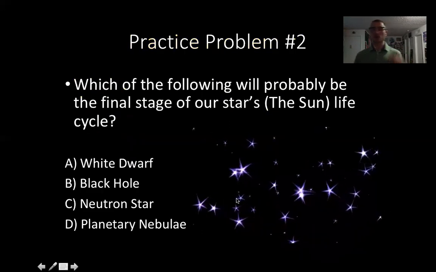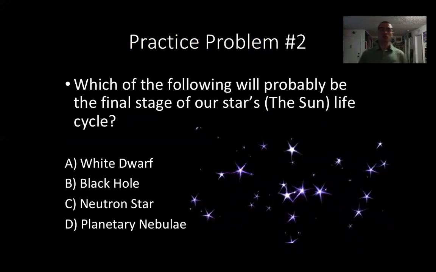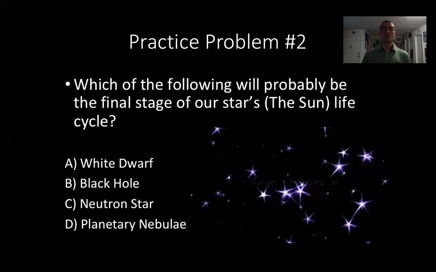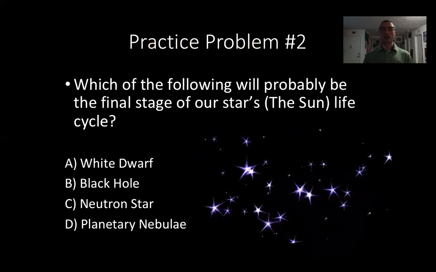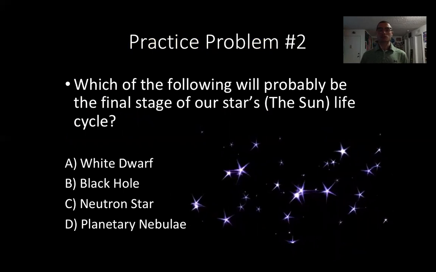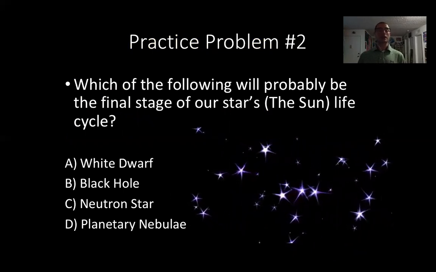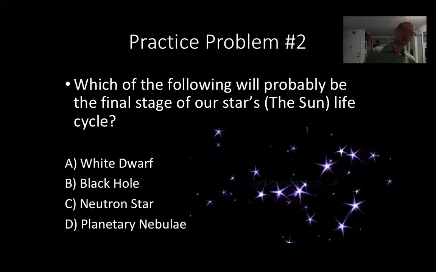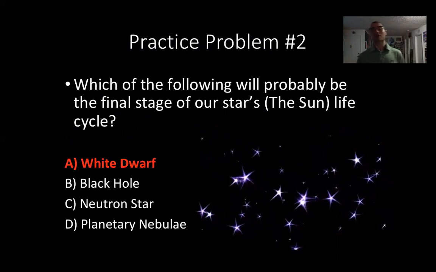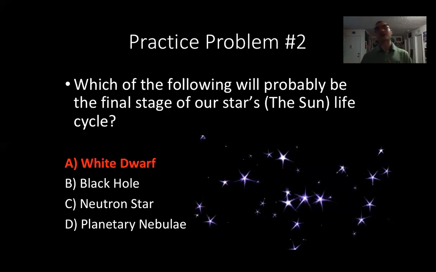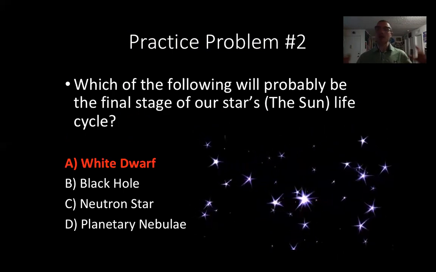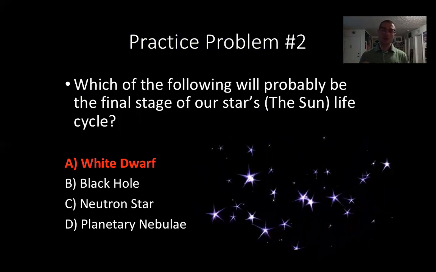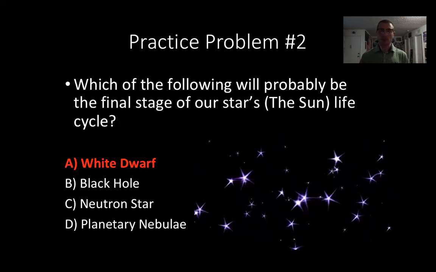Okay, let's go to practice problem number 2. Which of the following will probably be the final stage of our star, the sun's life cycle? Kind of went over this a little bit earlier, I feel like. A, white dwarf, B, black hole, C, neutron star, or D, planetary nebula. Maybe easy to cancel one of those out because we haven't spoken on it yet. The correct answer is going to be A, white dwarf. Again, most likely our star will fizzle out, not explode in a massive supernova per se, but maybe just fizzle out like a battery running on low, and then the white dwarf over time fizzles away as well.